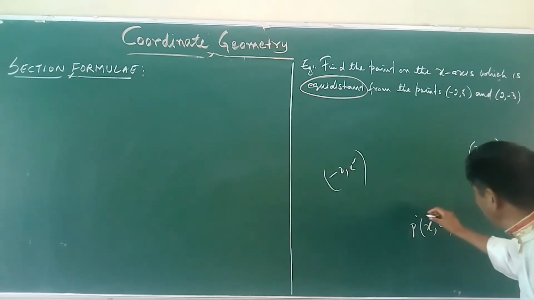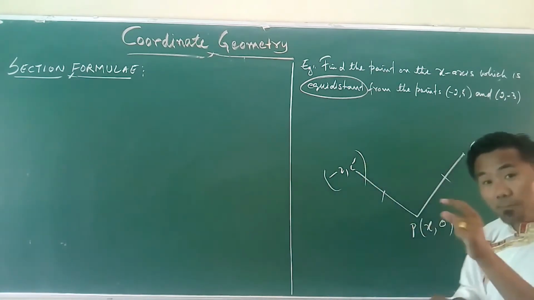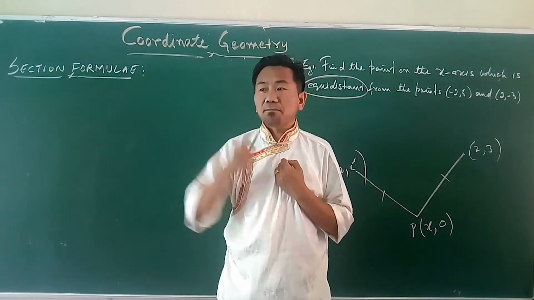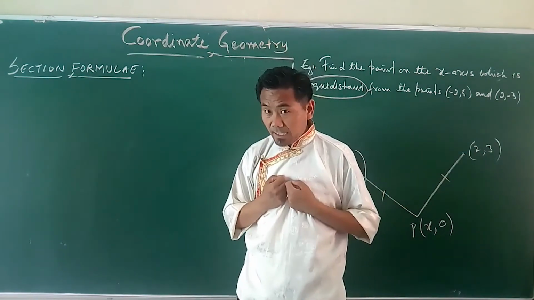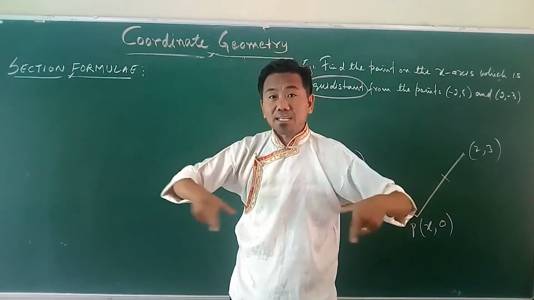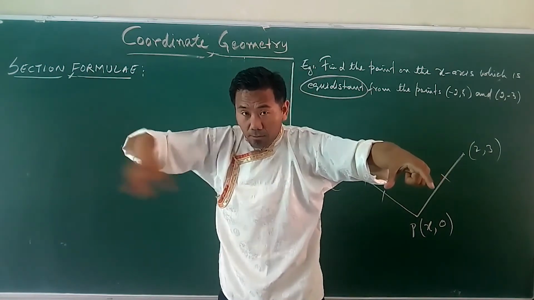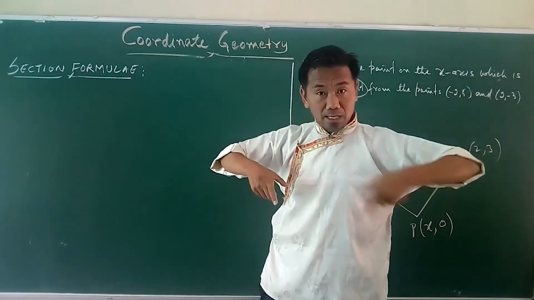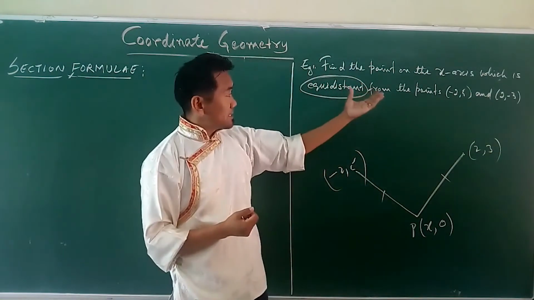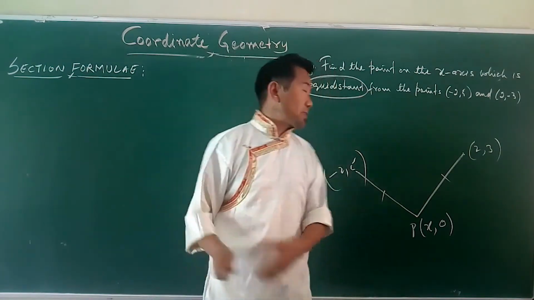The point is equidistant from the other 2 points. We will use the distance formula. Let's do this example and then we'll move to the section formula part.